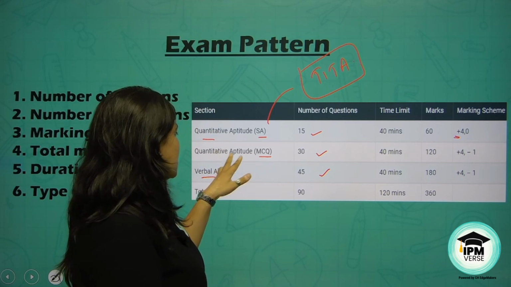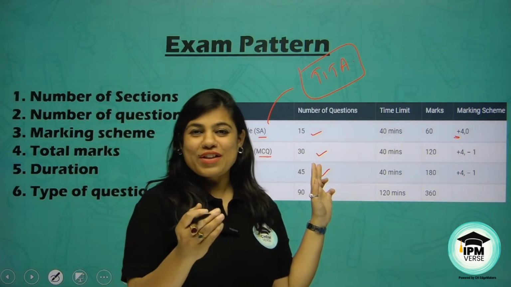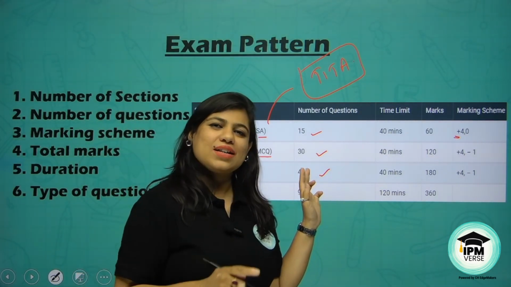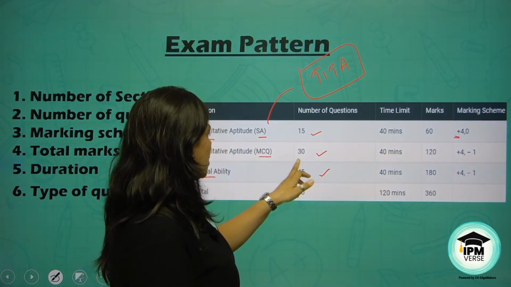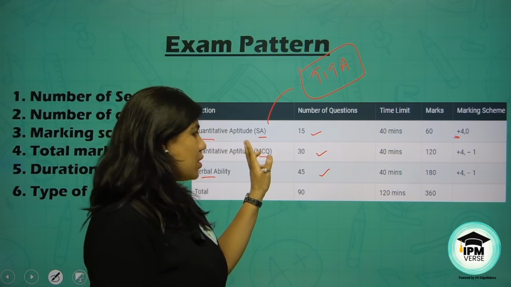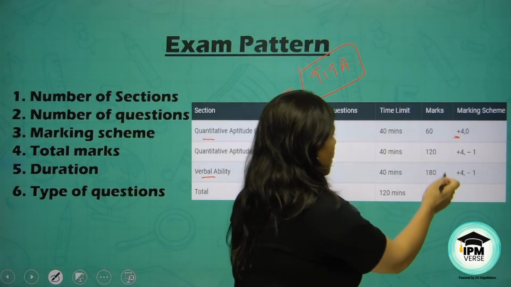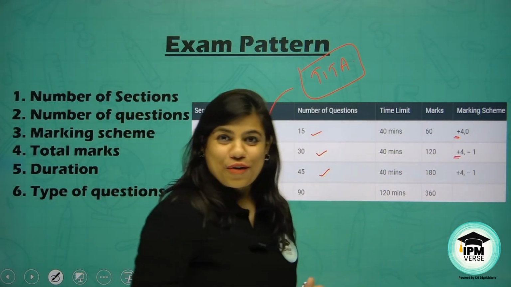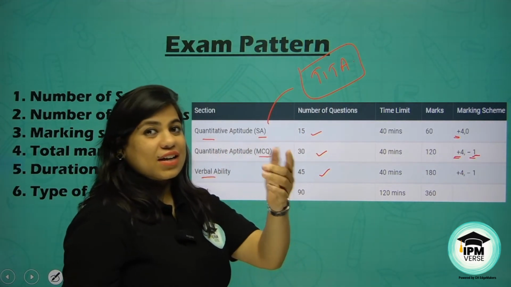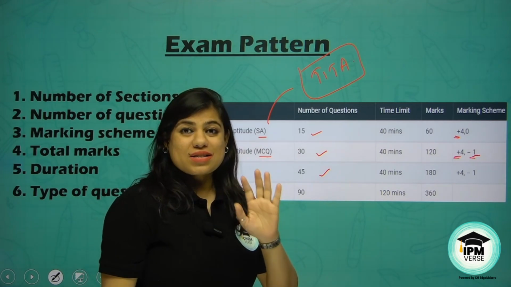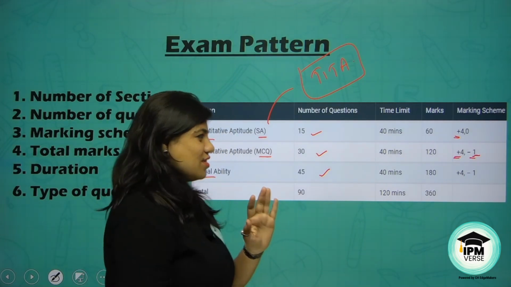Now quantitative aptitude MCQ, where you're given the options and you have to choose one correct answer from the options given in the question. You have 30 questions for quantitative aptitude MCQ. You have +4 for a correct answer and -1 for every incorrect answer. There are no marks deducted for an unattempted question.